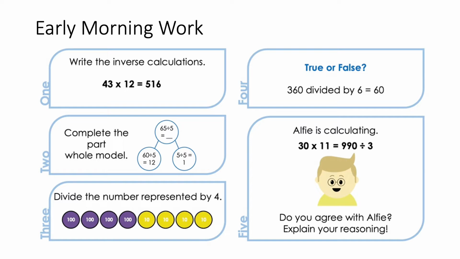Number 5. Alfie is calculating 30 multiplied by 11 is the same as 990 divided by 3. So I did 30 multiplied by 11 is 330. 990 divided by 3 is 330. So he is correct.